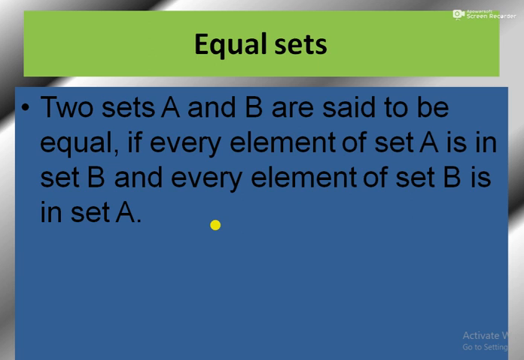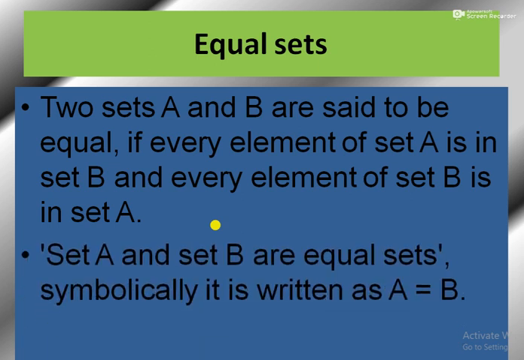The order of the elements can be random, but the elements present in these sets should be equal or the same. Then set A and set B are equal sets. Symbolically, it can be written as A = B. Obviously, this sign is for equal. When all the elements are the same, then only we can say that set A is equal to set B.